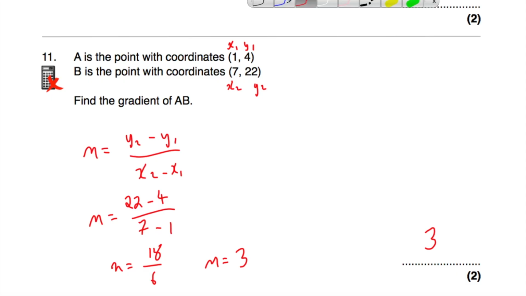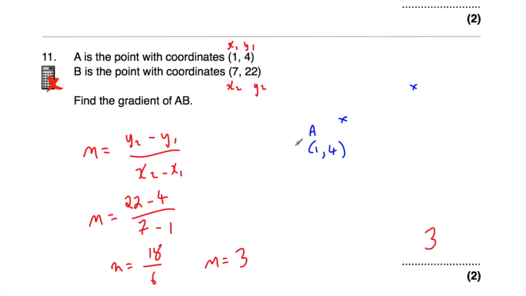Another approach is to do a sketch, and if I was doing a sketch here, what I would do is look at the first point, which is the point 1, 4, and I would just plot a point. That's the point A, which is the point with coordinates 1, 4. Then the point B, let's figure out where that would be in relation to it. So if this is 1 across and 4 up, B is 7 across and 22 up. So it's going to be further across and further up. So it's going to be up there somewhere.